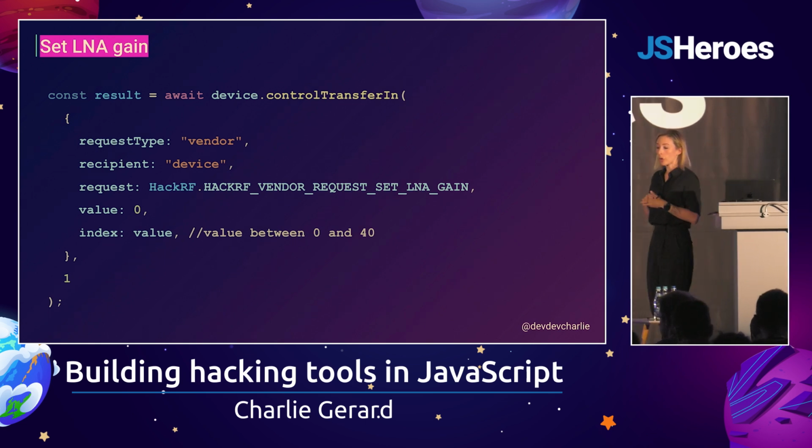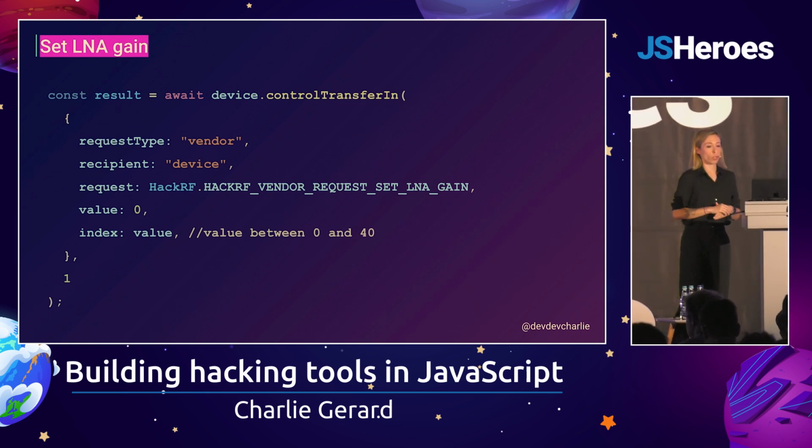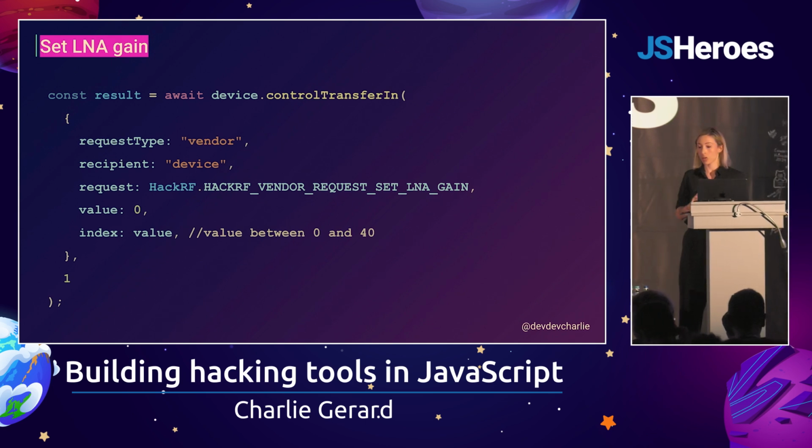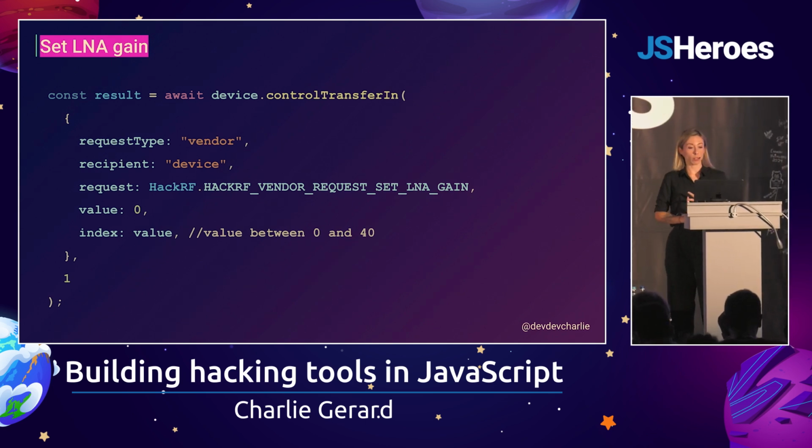And when you try to configure a USB device with what you want, with the USB API, there's two methods, controlTransferIn and controlTransferOut.